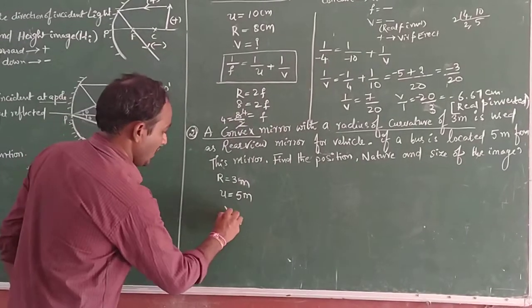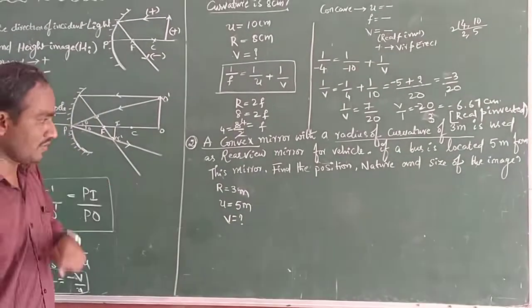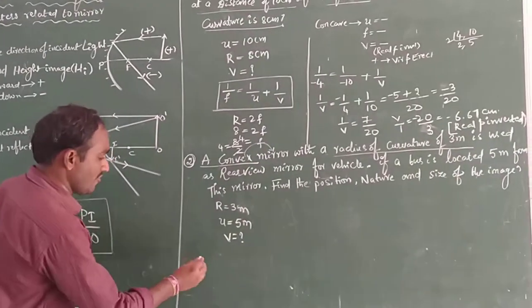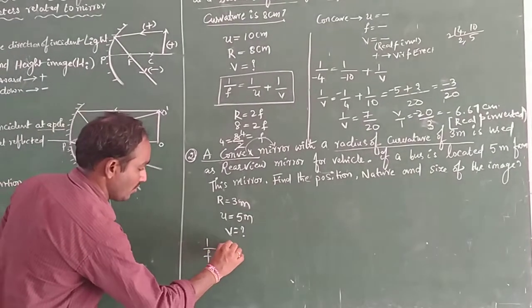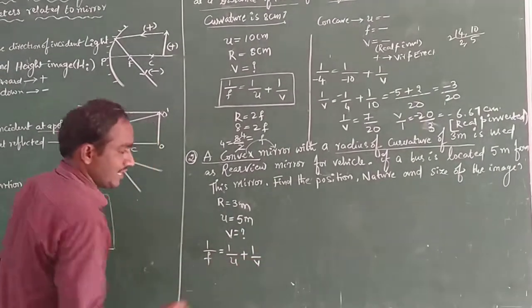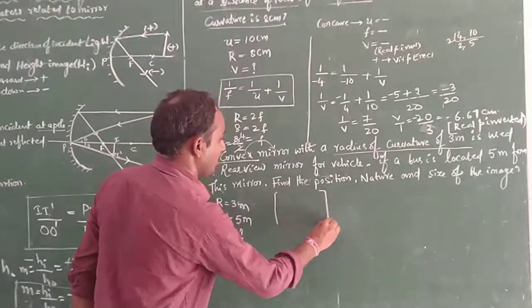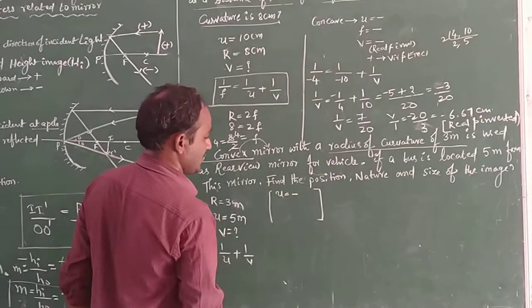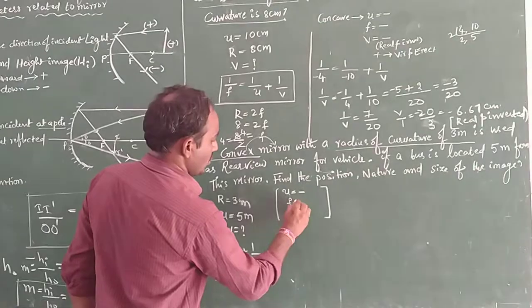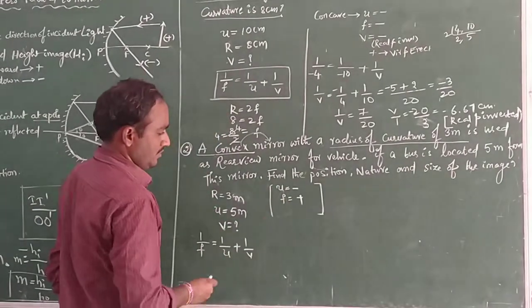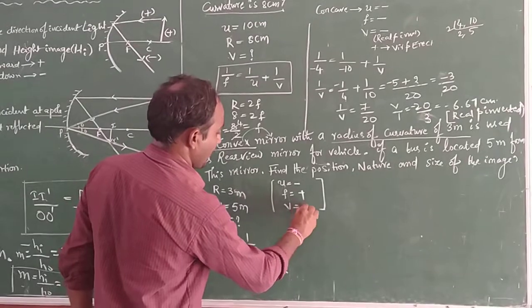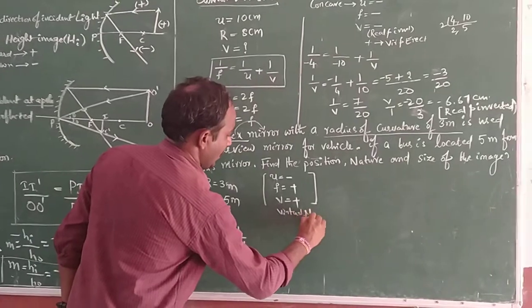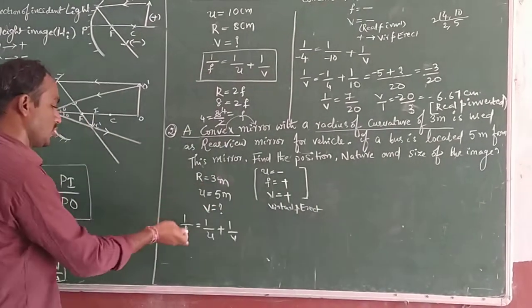So here V is what we are finding. We know it is a convex mirror. The mirror formula is 1 by F is equal to 1 by U plus 1 by V. According to the sign convention for a convex mirror, we take U as minus, F, the focal length, as positive, and V, if it is plus, that is virtual and erect. So from these values we substitute.